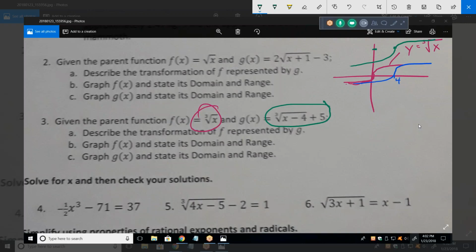Now, look at the red curve. Tell me its domain and range. That's f of x. So the domain is... Look horizontally. So bracket, left bracket.